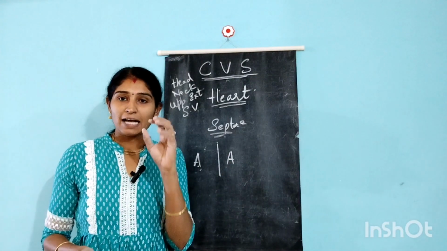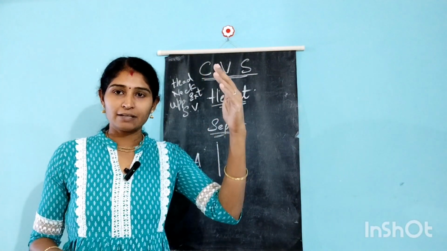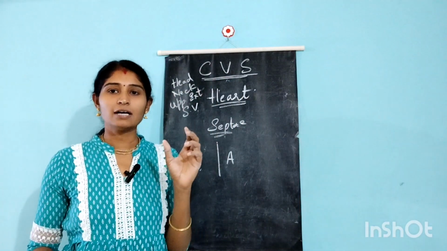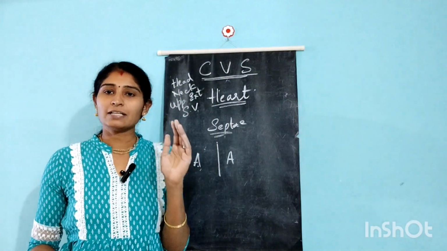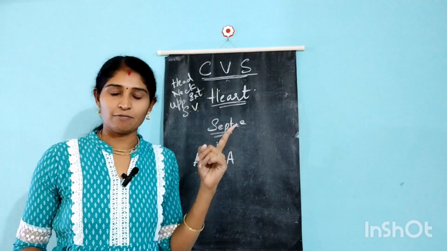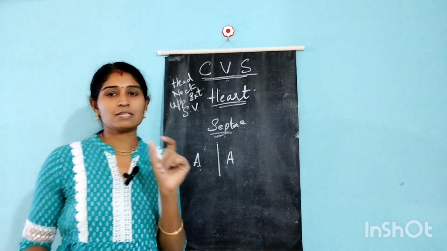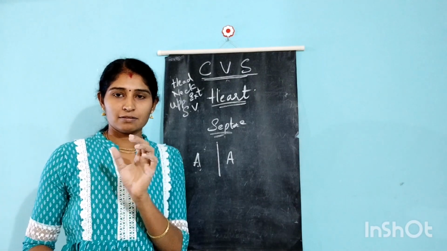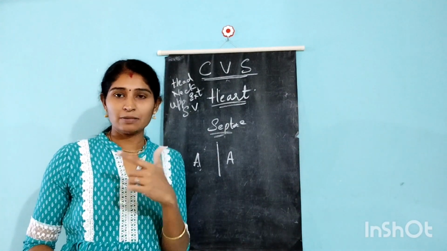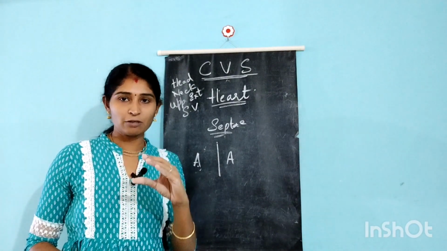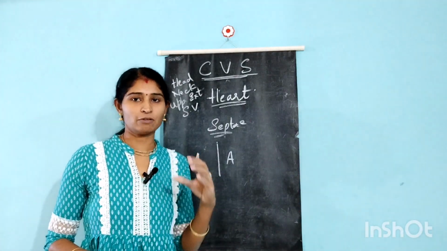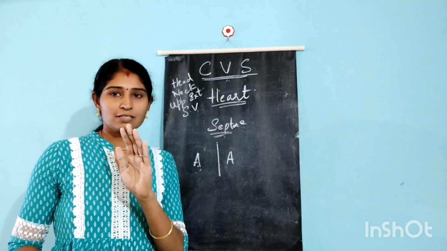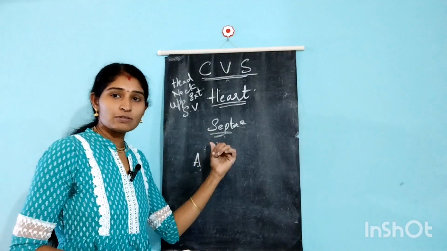That means the valve which is present between the atrium and the ventricle is what? Tricuspid valve, bicuspid valve, that is atrioventricular valve. And the semilunar valves are aortic valve and pulmonary valve. Aortic valve at the opening of the aorta, pulmonary valve at the opening of the pulmonary artery. This valve is clear. Now moving into the septum.